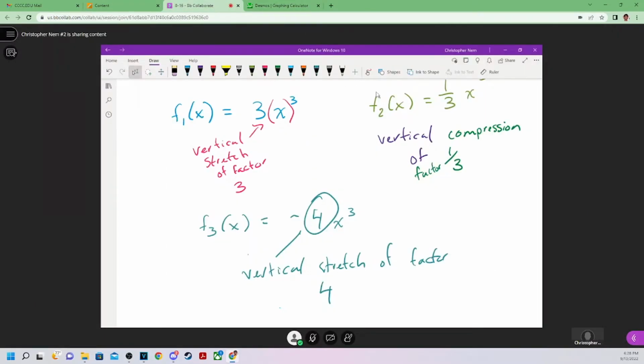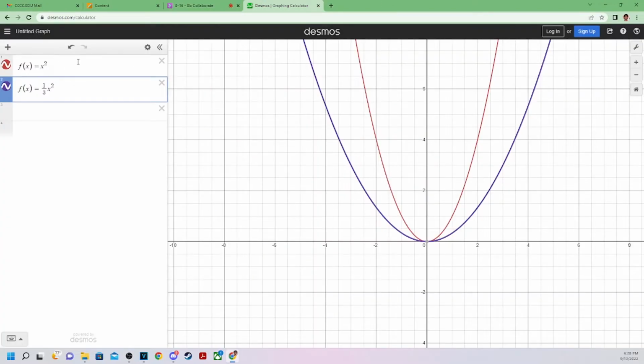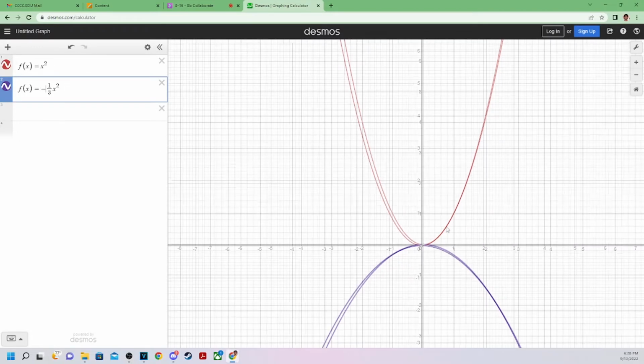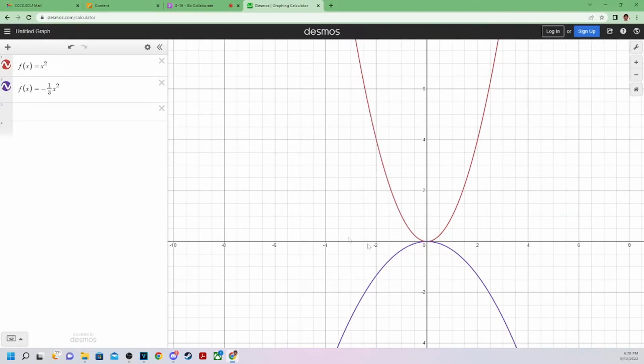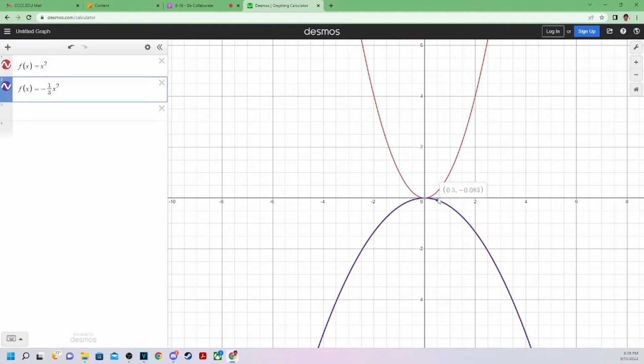Let's go back over here now. Or let's actually just show what happens if I throw a negative on there. Let's suppose I did a negative. Oh, it flipped it upside down. However, I guarantee you, there is no difference. If I look at that point, 1, 1, it's going to be at 1, negative 0.33.